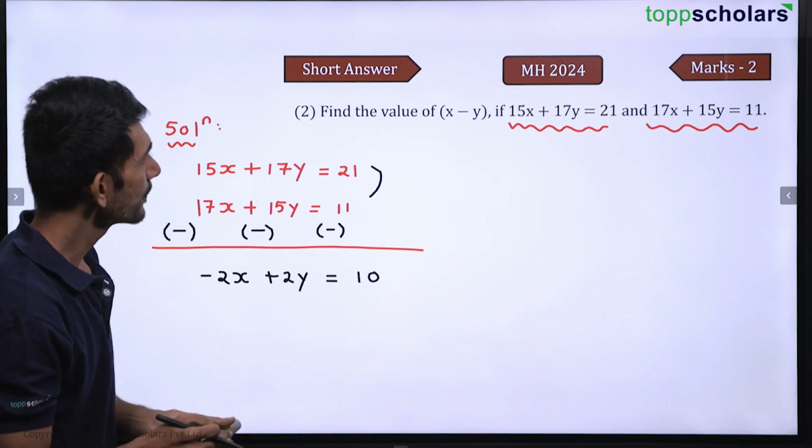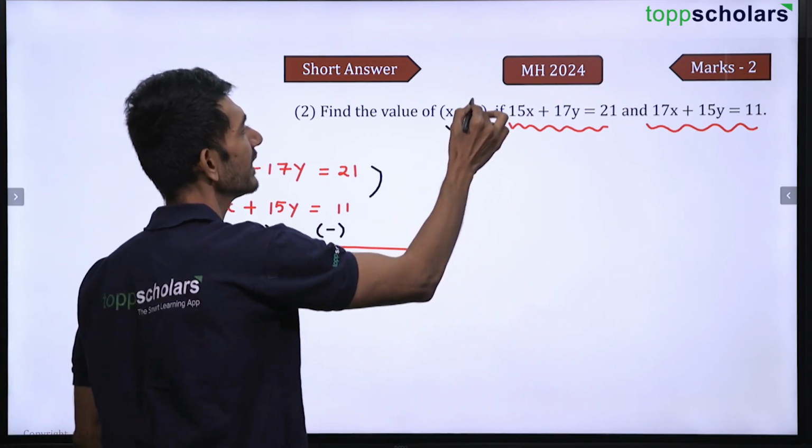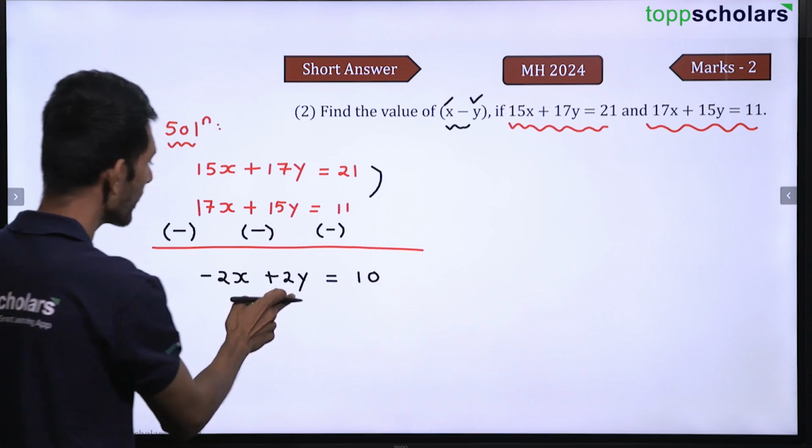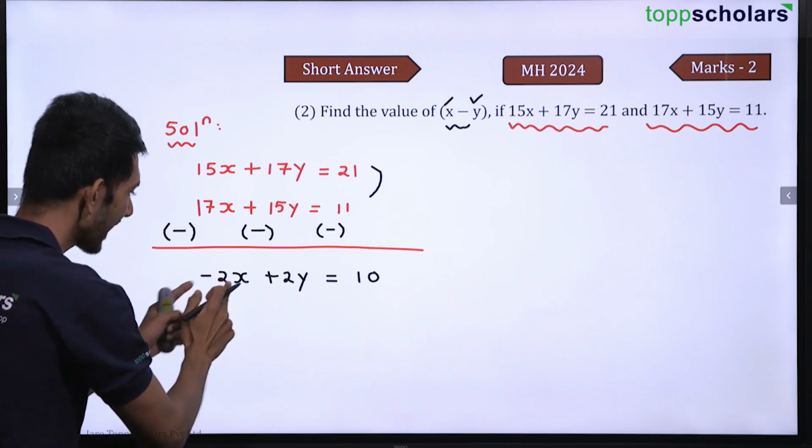Now if you see this, we need x minus y. We need y minus and x positive. So can I take minus 2 common?